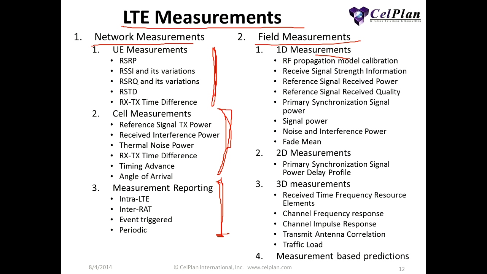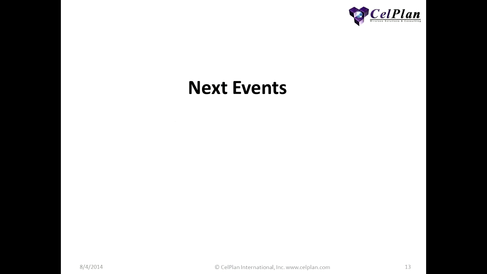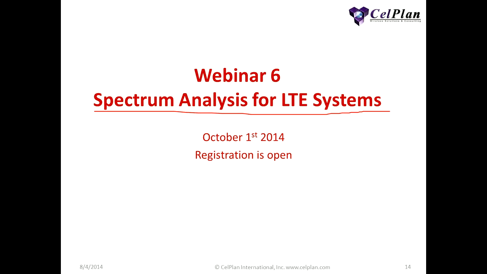Then we spoke about 1D measurements. That is basically what people are used to, but we introduced 2D measurements and 3D measurements supported in our cell spectrum tool. So what are the next events?